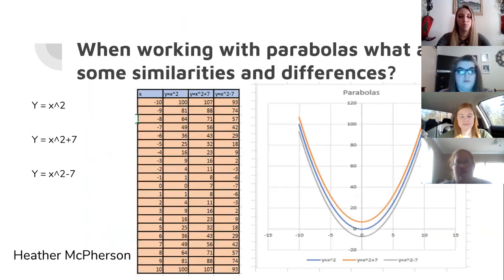By looking at the table, you can determine the outcome of all 3 parabolas, and then we can graph it. By looking at the graph, you can see the similar shape of all 3, and again the difference of where they begin. We have starting points at (0, 0), (0, 7), and (0, -7).